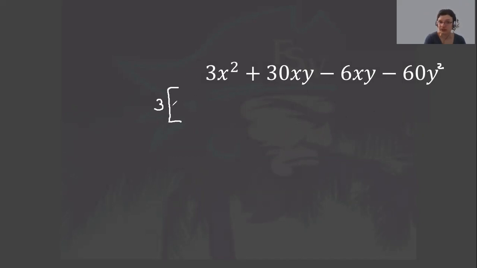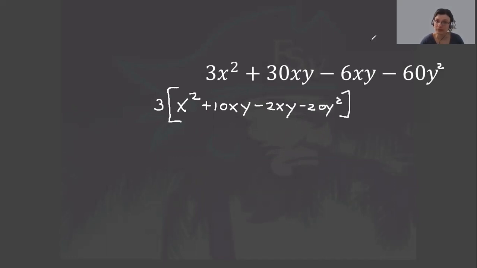Factoring 3 from 3x squared leaves an x squared. Factoring it from 30xy leaves a 10xy. Factoring it from negative 6xy leaves a negative 2xy. And factoring it from negative 60y squared is a negative 20y squared. So this is the problem that we'll be trying to solve.